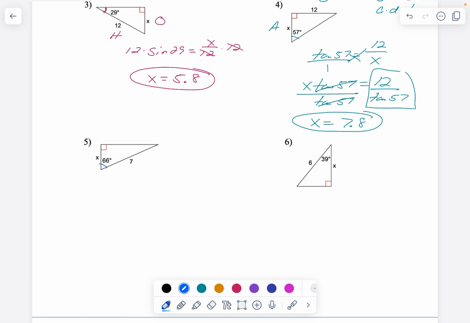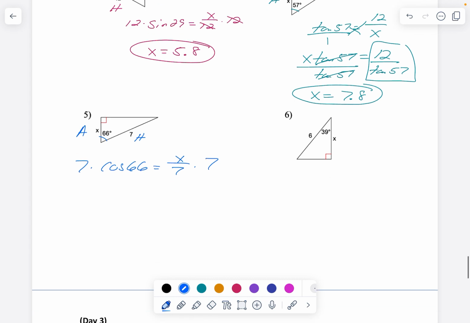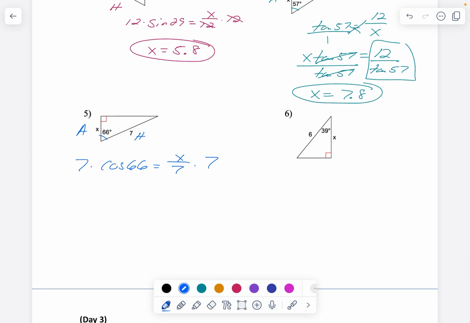Next one, with regard to that angle, this is adjacent, hypotenuse. So cosine 66 is equal to adjacent over hypotenuse. In this case, we're going to multiply both sides by 7. These are the nice ones. These cancel out. So 7 cosine 66, approximately 2.8.